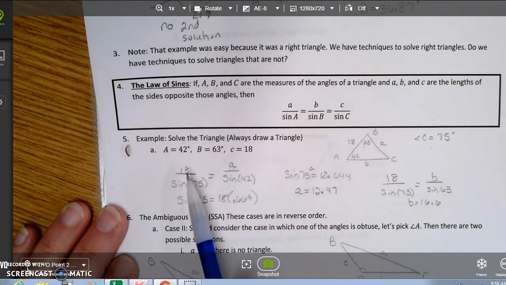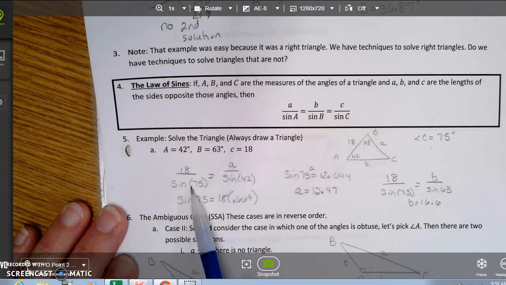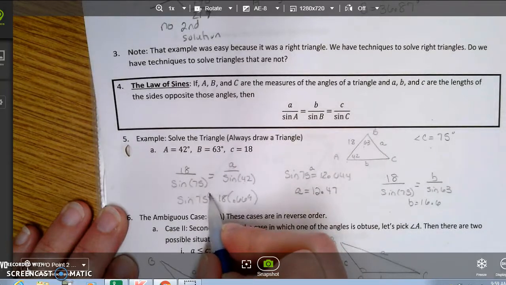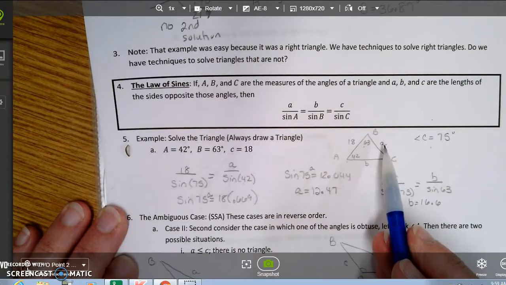So I can set up proportions. Side C is 18. Angle C is 75. Side A, I don't know, and angle A is 42. So if I cross multiply now, I get 18 times 0.669. That's what sine of 42 is. And this should be sine 75 times A. And then if I divide both sides by sine of 75, I would get that side A is 12.47. So that's saying this side is like 12.47 inches or centimeters or something like that.